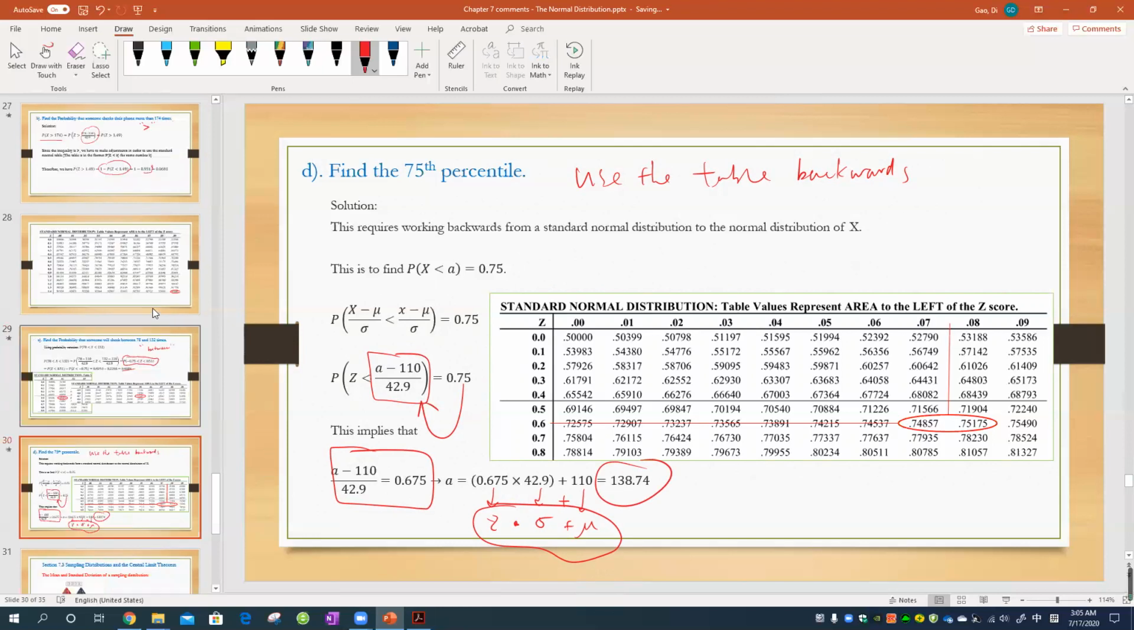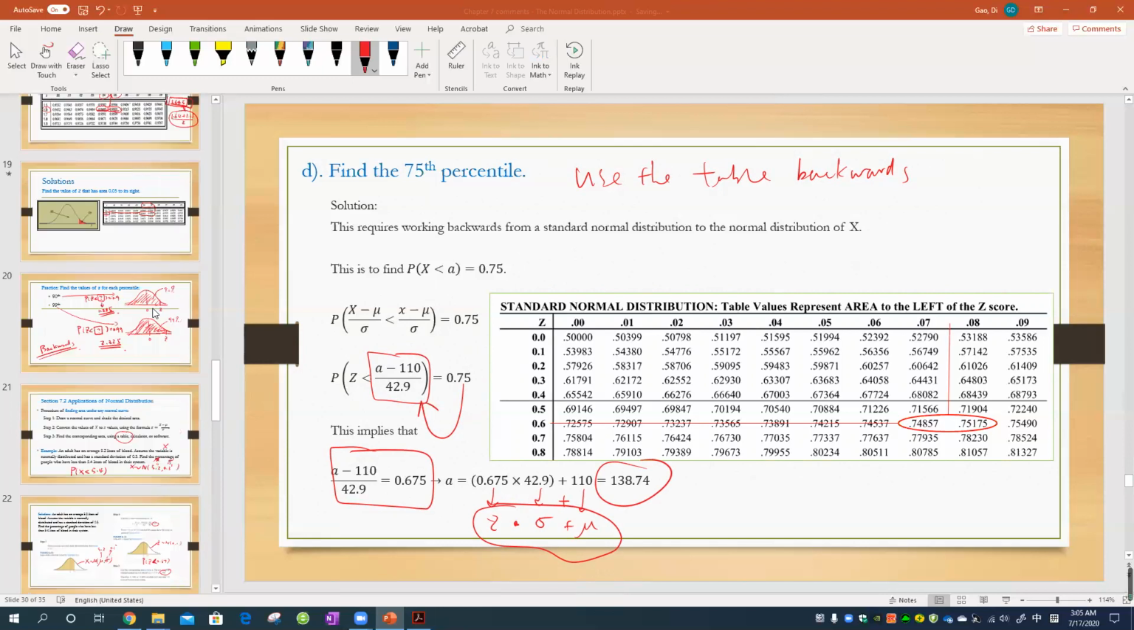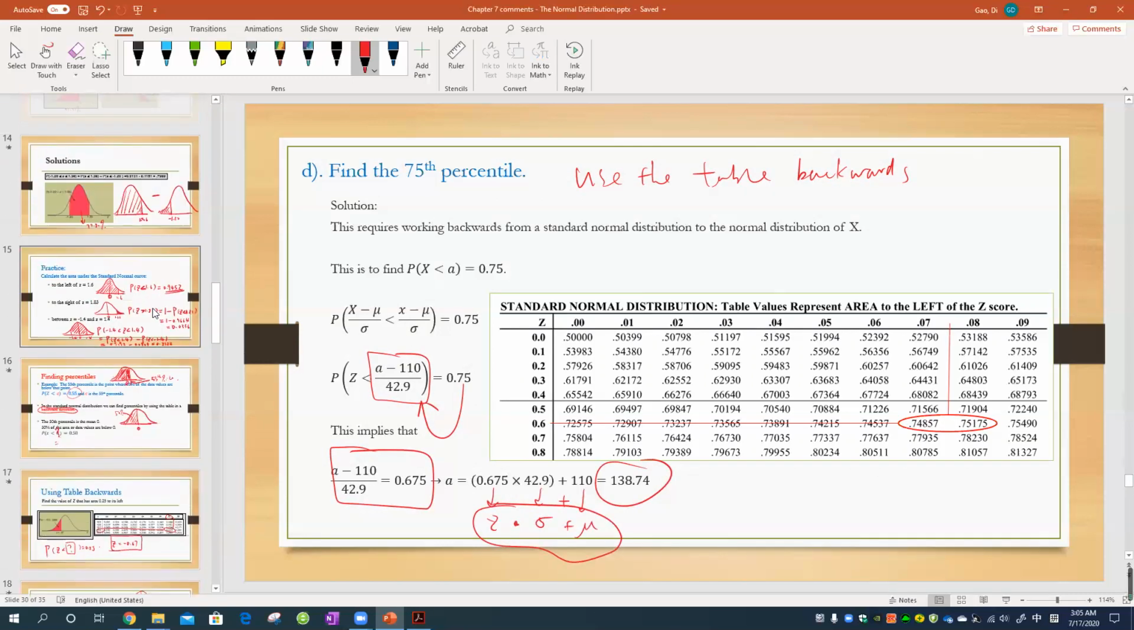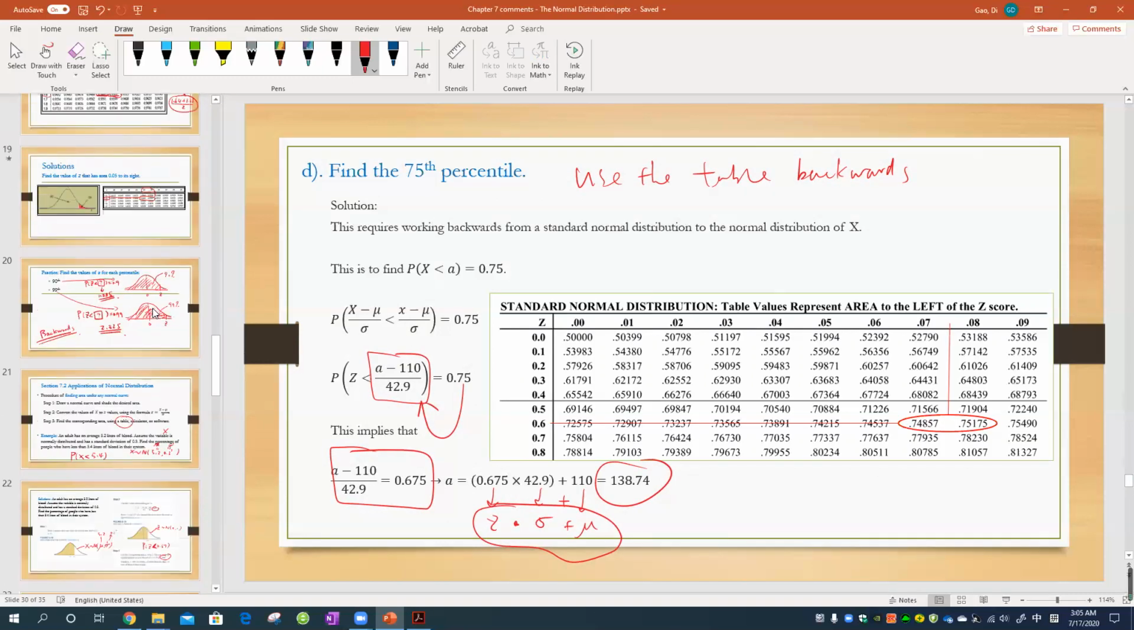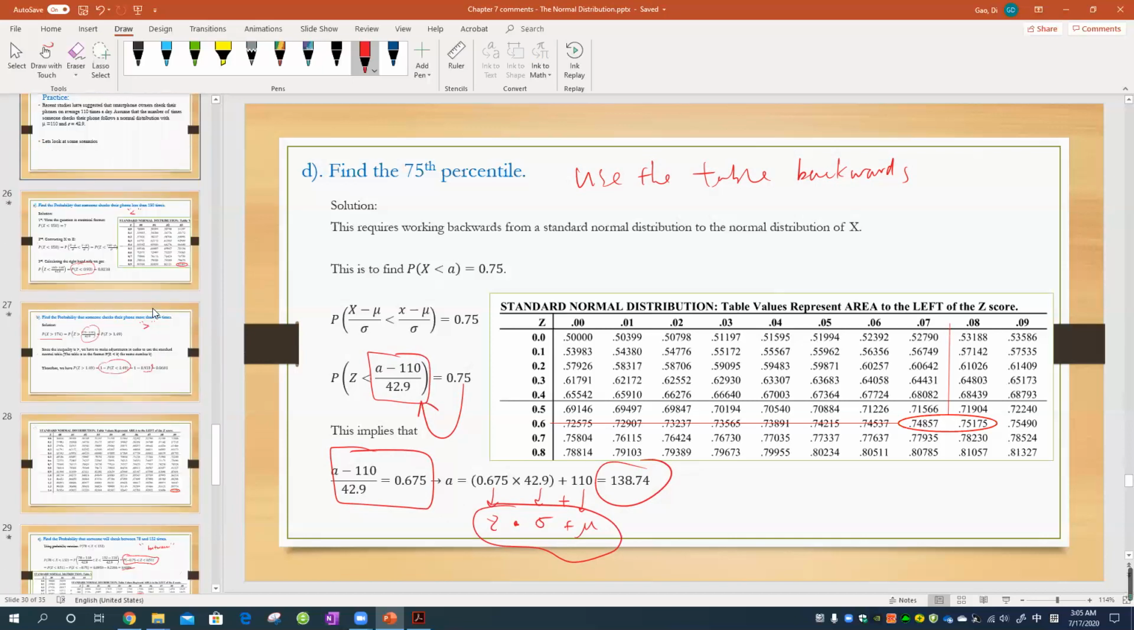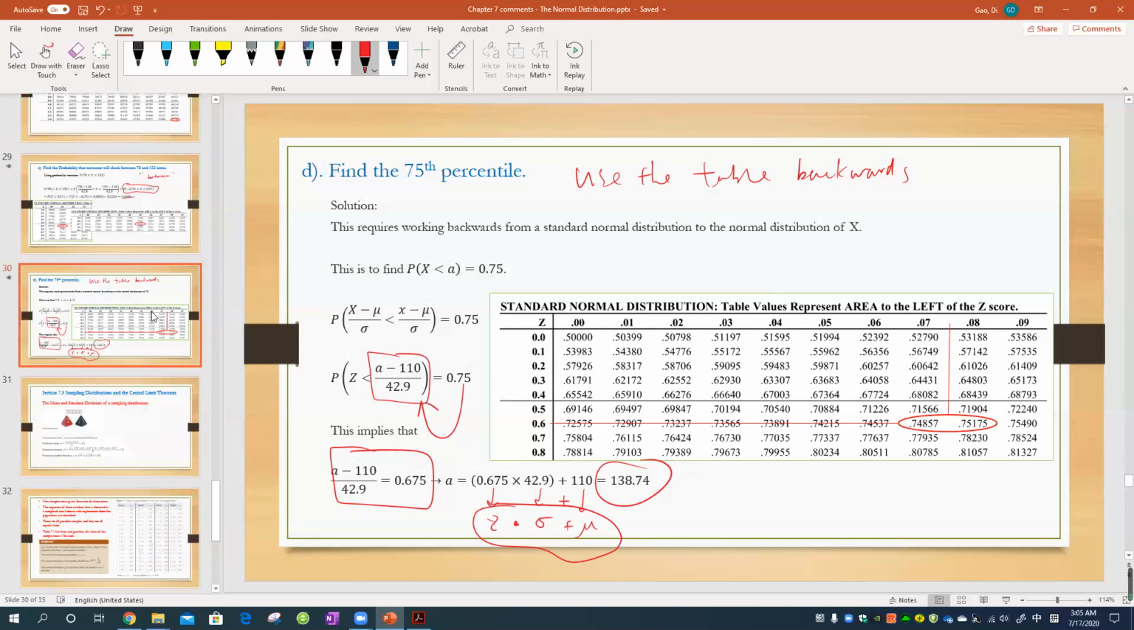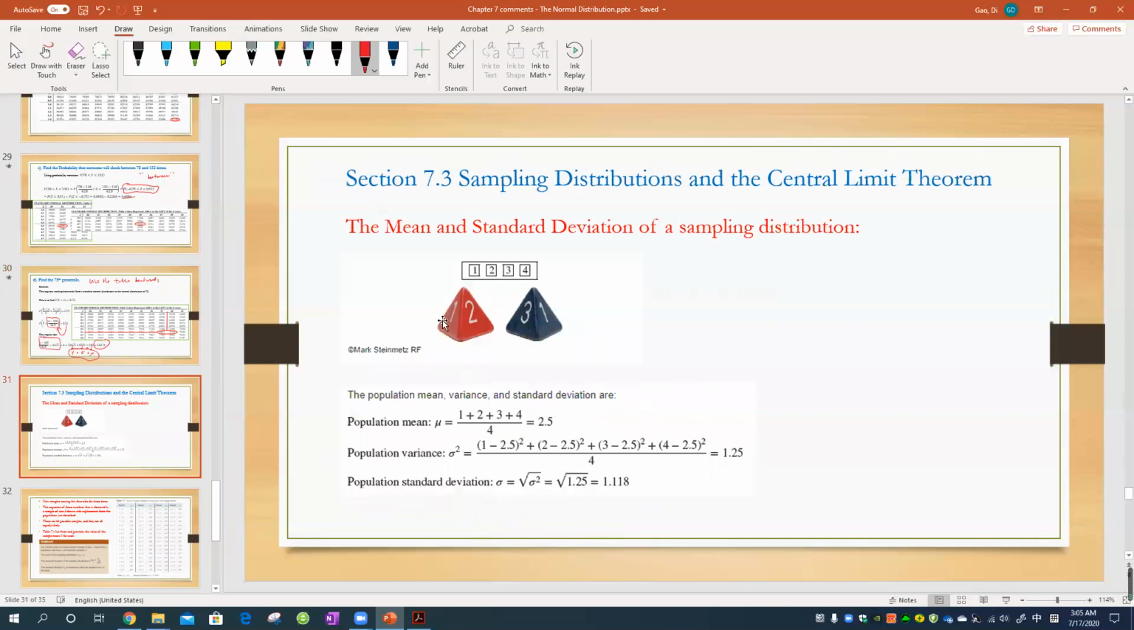Okay, that's everything for section 7.2, the application. So for this one, we'll just stop here, and then next video lecture we'll talk about the last section, section 7.3.